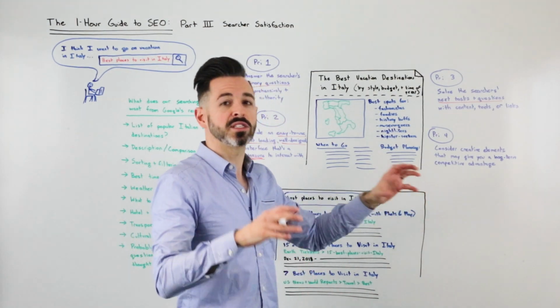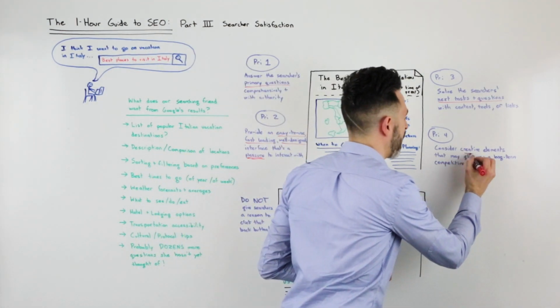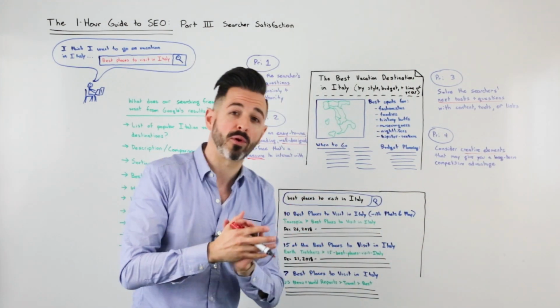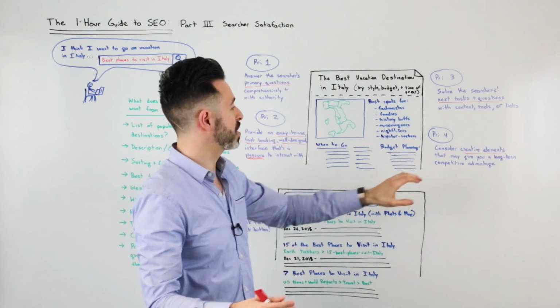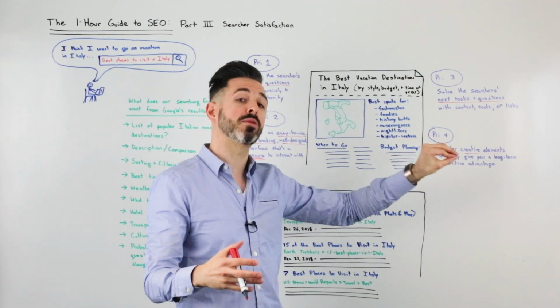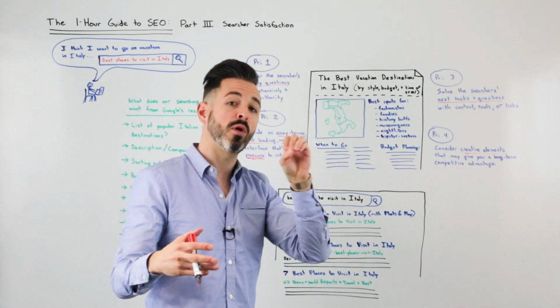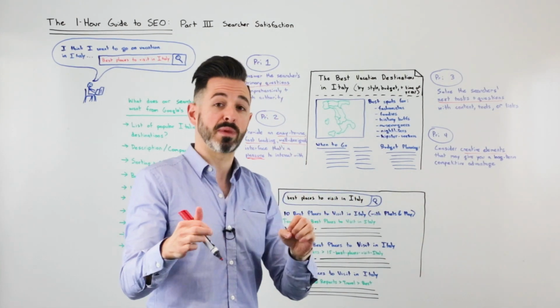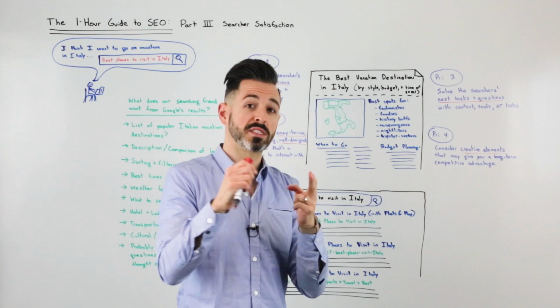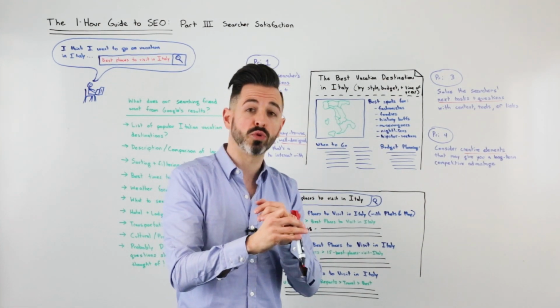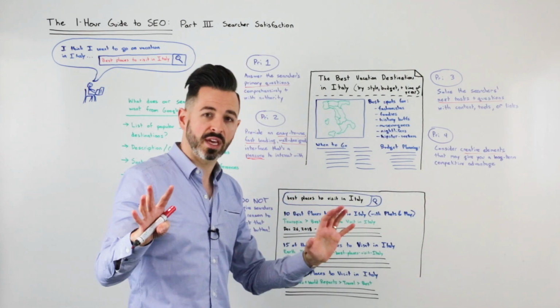Priority 4 is consider some creative elements, maybe interactive tools or an interactive map or sorting and filtering options that could give you a long-term competitive advantage, something that's difficult for other people who want to rank for this search term to build. Maybe that's the data that you get, maybe it's the editorial content, maybe it's your photographs, maybe it's your tools and interactive elements, whatever the case.